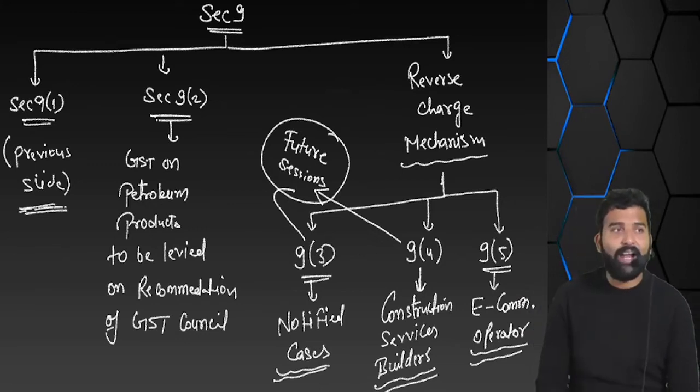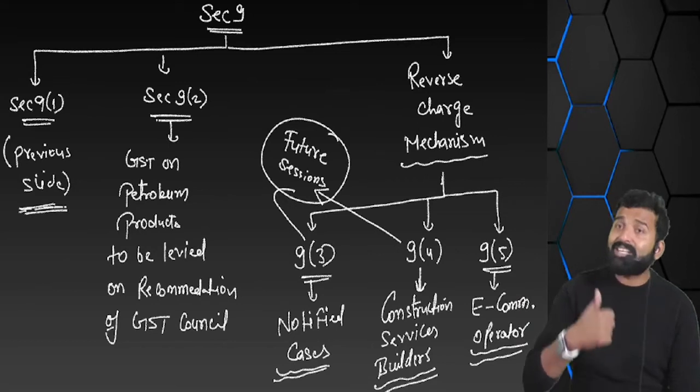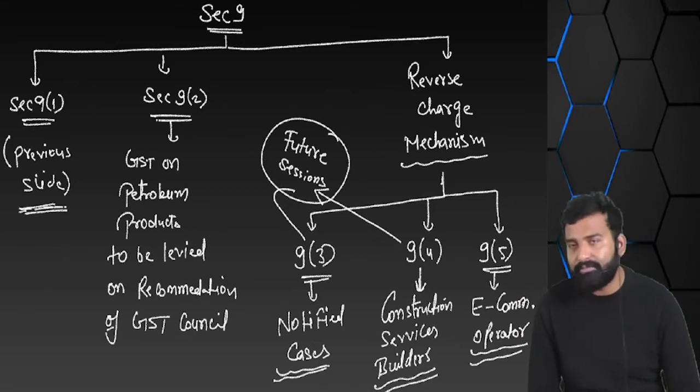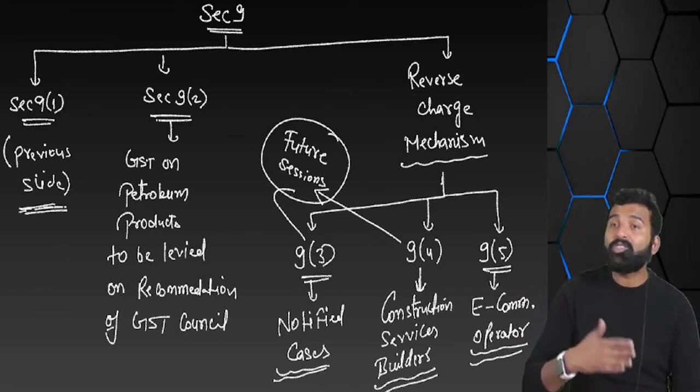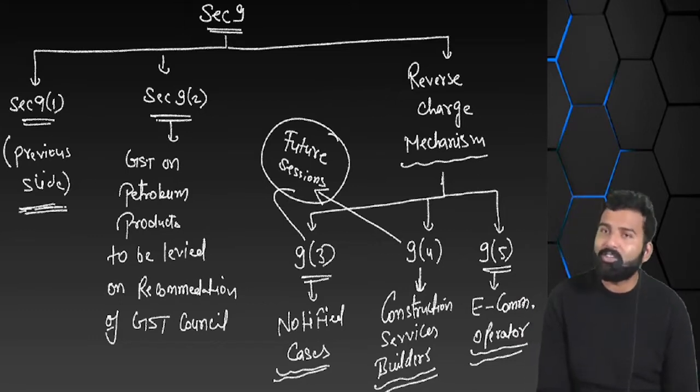The main point regarding RCM is three different points. First one is 9.3, then 9.4, and then 9.5. We will discuss 9.3 and 9.4 later because they will be covered after exemption. But 9.5 talks about supply through e-commerce. Notified services provided through e-commerce are also covered in RCM.